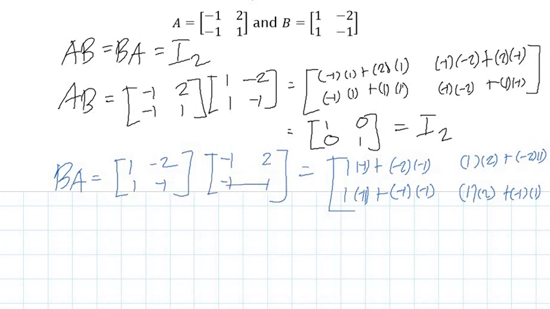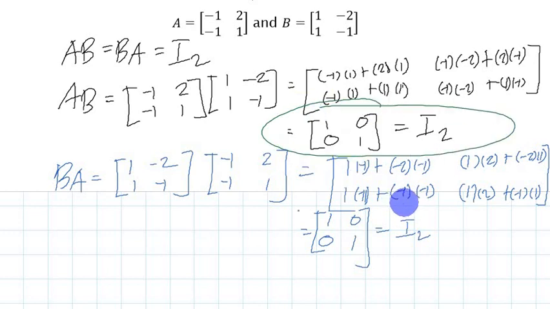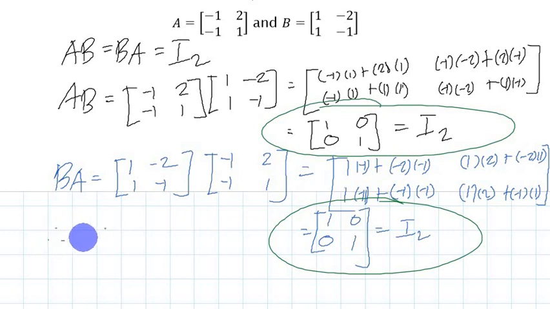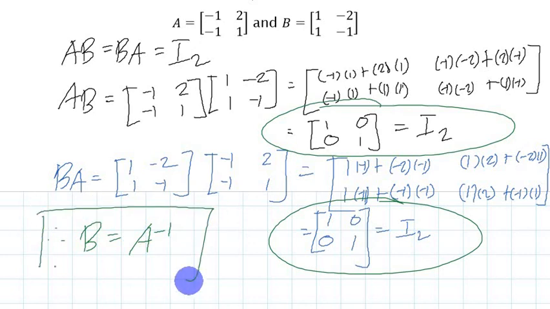Oops, sorry. Let's erase that. And let's close that matrix. Simplifying this one, this becomes actually negative 1 plus 2, which is 1. This cancels out as 0. This becomes 0 as well. This becomes 1, which is also I sub 2. And since we have already shown that A times B is equal to B times A, which is equal to I sub 2, therefore we can say that B is actually the inverse of A.